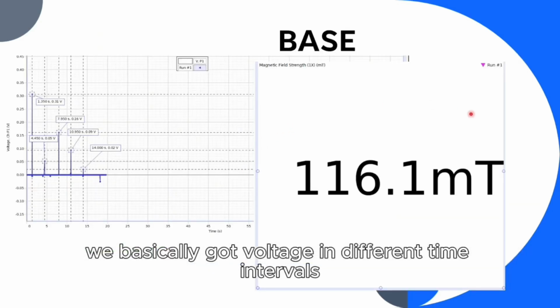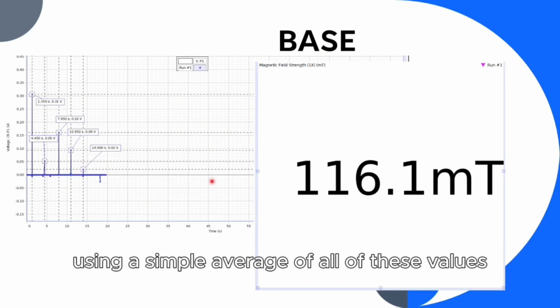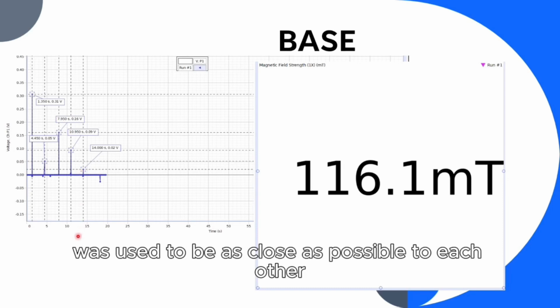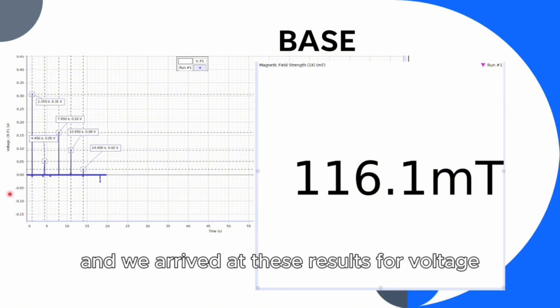We basically got voltage in different time intervals and arrived at this value over here for the magnetic field strength using a simple average of all of these values. The time interval was used to be as close as possible to each other to represent the delta t, and we arrived at these results for voltage.